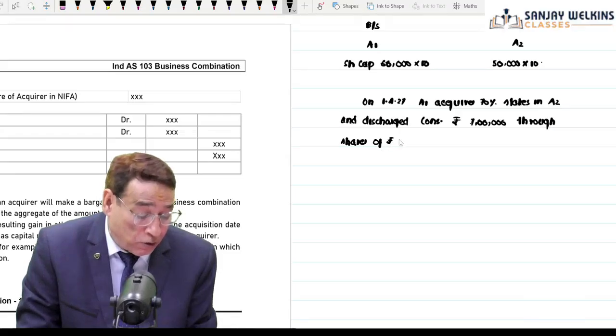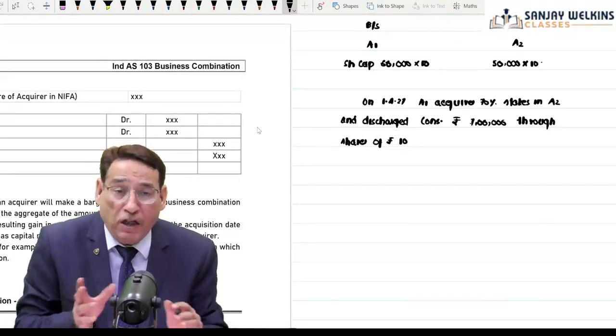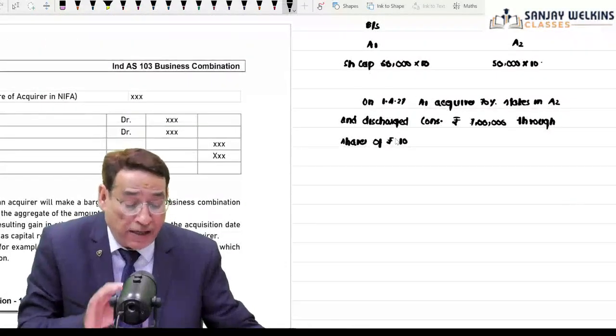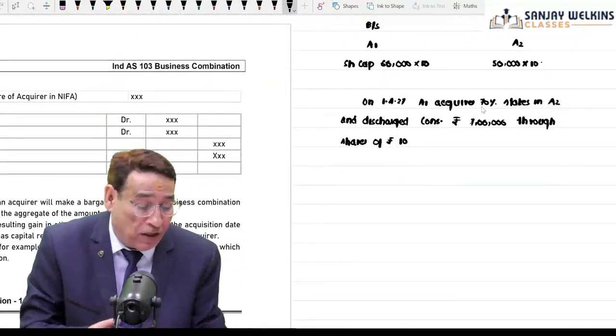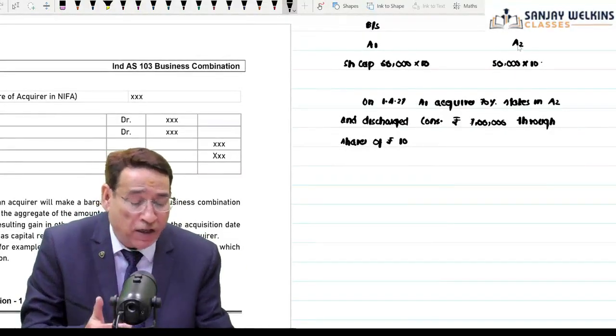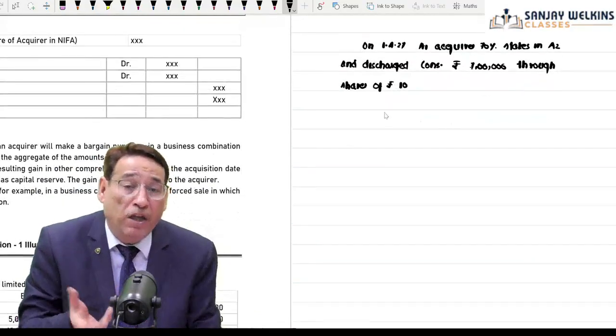That means in order to discharge the purchase consideration, A2 Limited must have issued 70,000 shares of 10 each. Isn't it? So in this case you need to understand, and I need not tell you, because A1 is acquiring or investing in the other entity, A1 is the legal acquirer and A2 is the legal acquiree without any iota of doubt. But we need to find out who is the accounting acquirer.